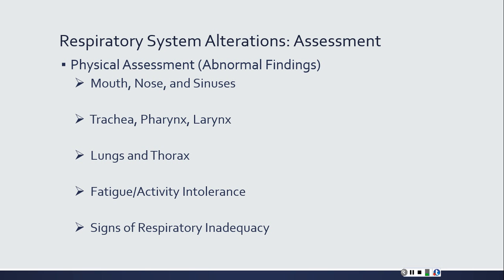And then let's see. The last thing is going to be fatigue and activity intolerance. We want to assess that. How can you assess? You walk into the room and you're assessing a patient's activity tolerance. What's a good, quick, easy indicator of whether they're able to tolerate low-level activity?